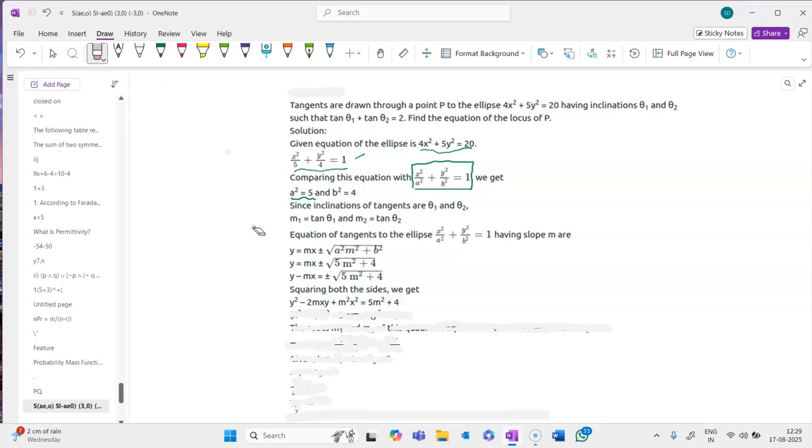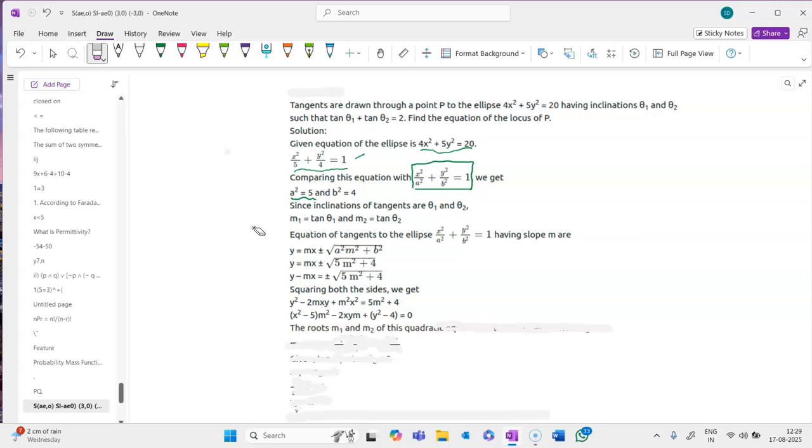We are expanding y minus mx whole square, using the formula a minus b whole square, that is, a square minus 2ab plus b square. Now taking common terms, we get x square minus 5 times m square, minus 2xy times m, plus y square minus 4. After adjusting and factorizing, we get a quadratic equation in m.